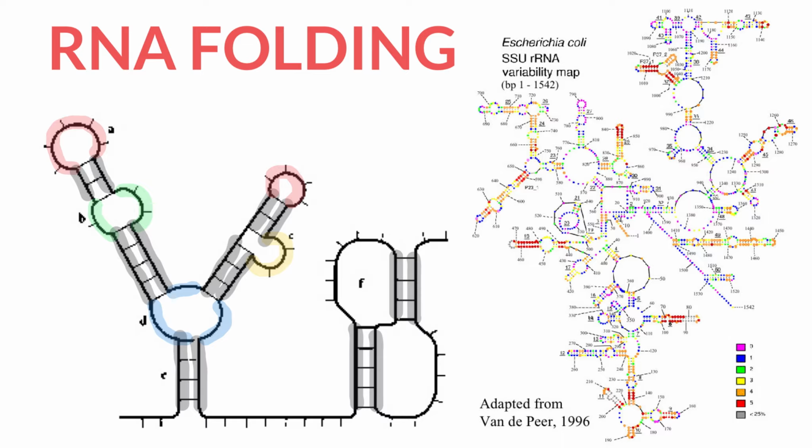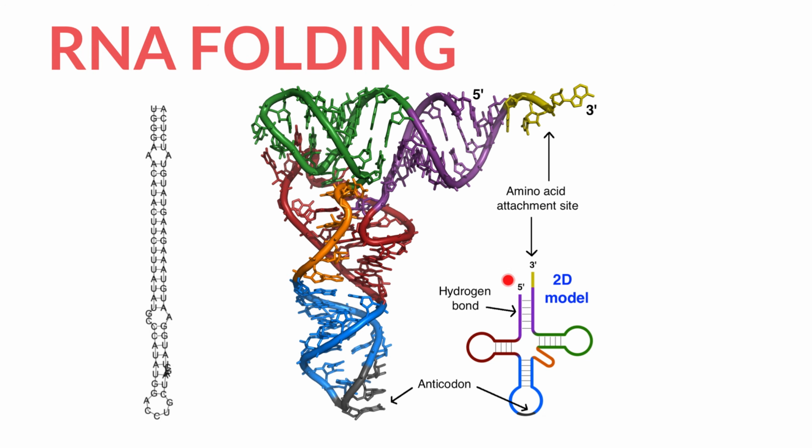Very simple method. Maybe you won't be able to do something this complex, but something like this you would be able to easily predict. I hope you recognize this structure. This is tRNA. It has a 5' end, a 3' end. It is made of a single RNA which folds on itself. And this is the amino acid attachment site. And here is a simplified two-dimensional model.